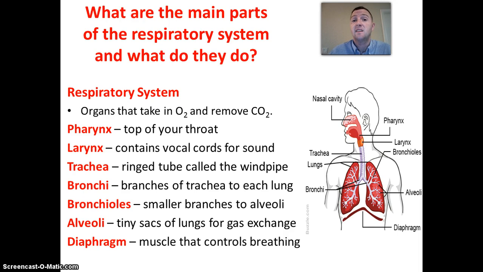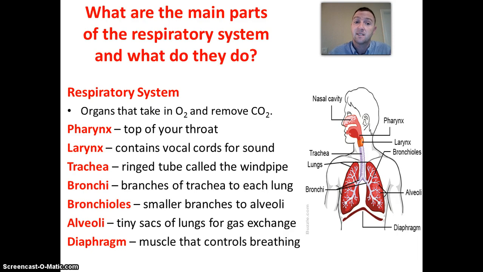Because my cells are respiring. You're made of billions and billions of cells. Those cells need oxygen to burn sugar, to get energy, to do work. And after they do their work, they produce carbon dioxide. We need to get rid of that carbon dioxide. So because our cells need oxygen and need to get rid of carbon dioxide, we need to breathe. Bring good air in and get rid of the waste products. So how do we do that? With a number of organs.